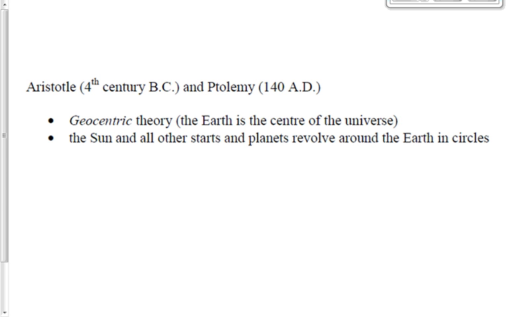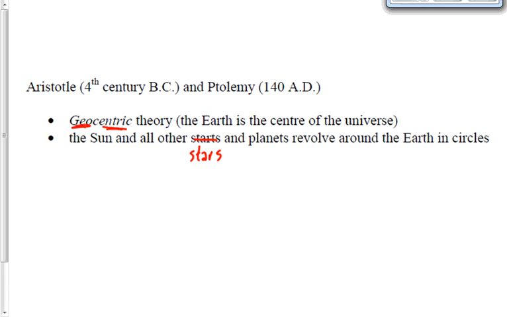So the geocentric, geo meaning Earth, Earth-centered theory, the Earth is the center of the universe, and everything else revolves around that, including the sun, including the planets, and including all the stars, and so on and so on. Sun and all other stars, planets, and so on revolve around the Earth in circles.